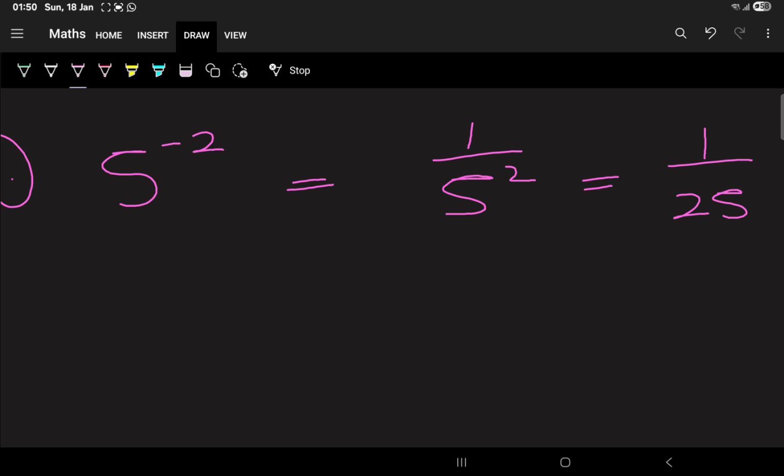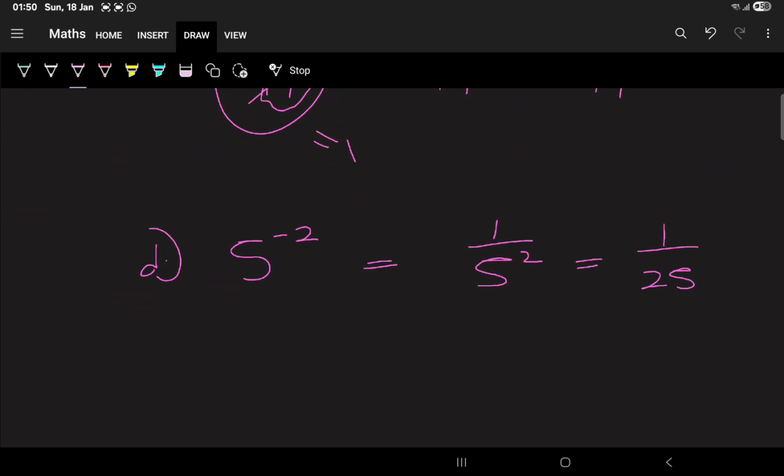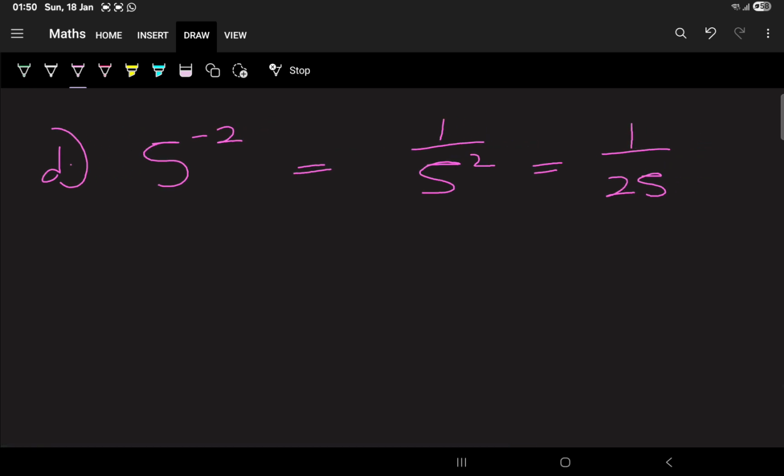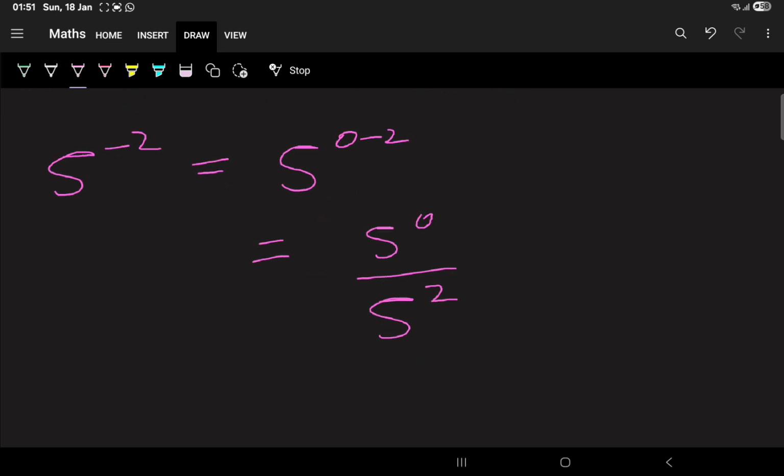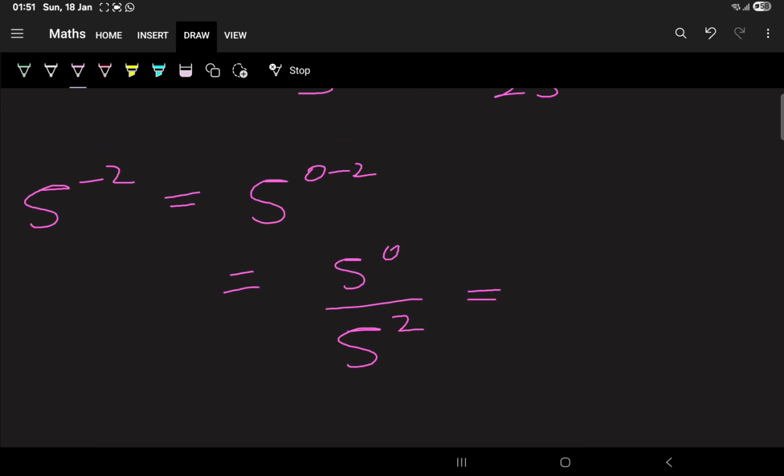Now, similarly as we did in C, I'm going to show you a picture of what is going on here. So 5 raised to the power of negative 2 is equivalent to 5 raised to the power of 0 minus 2. Now this will be the same as 5 raised to the power of 0 all over 5 raised to the power of 2. And remember, anything raised to the power of 0 is 1, divided by 5 squared, 25.